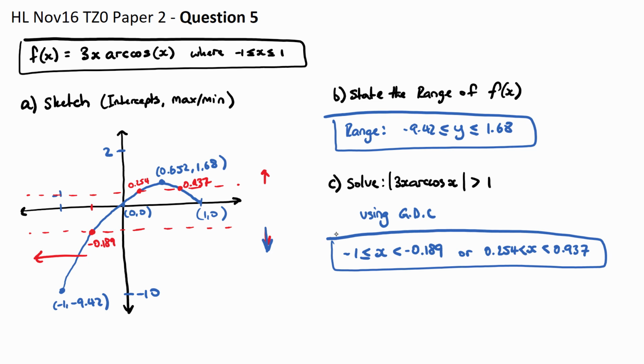Okay, so there's a few ways to do that. I chose to just find when it's above +1 and below -1. Okay, that's the answer to part C.